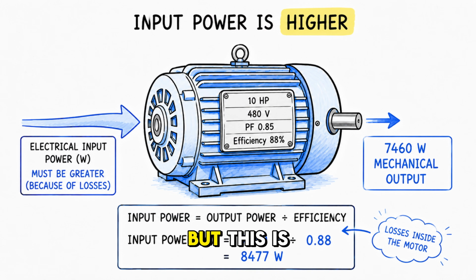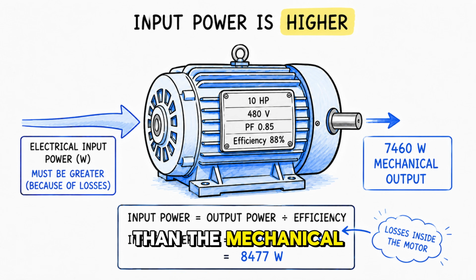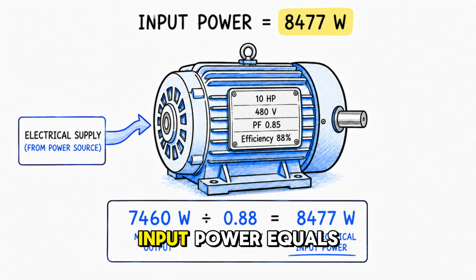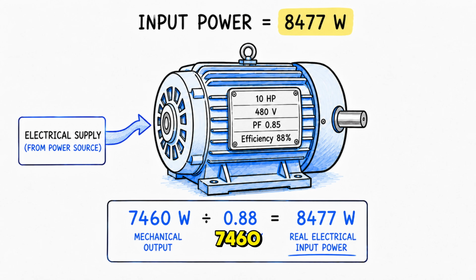But this is the output power at the motor shaft. Due to efficiency losses, the electrical input power is always higher than the mechanical output. In such a condition, input power equals output power divided by efficiency. Input power equals 7,460 divided by 0.88, which gives 8,477 watts. This is the real electrical power consumed from the supply.